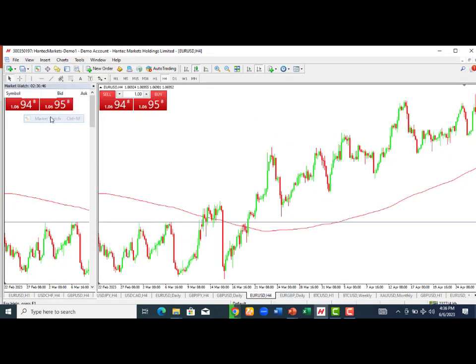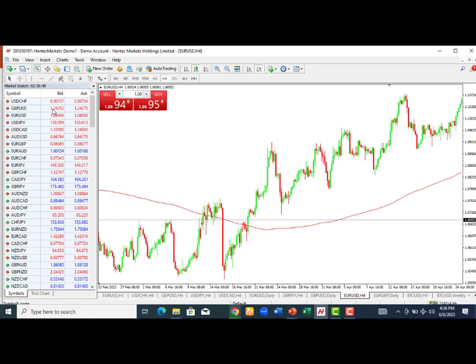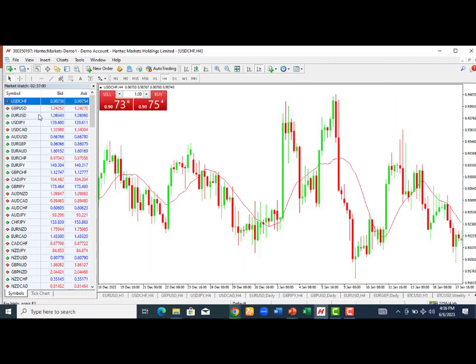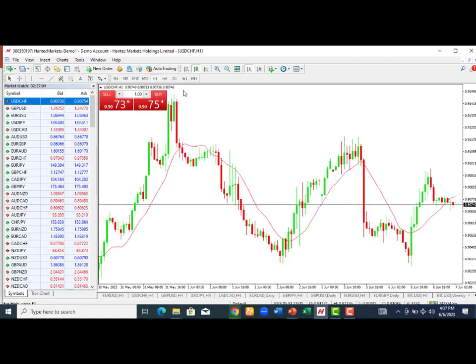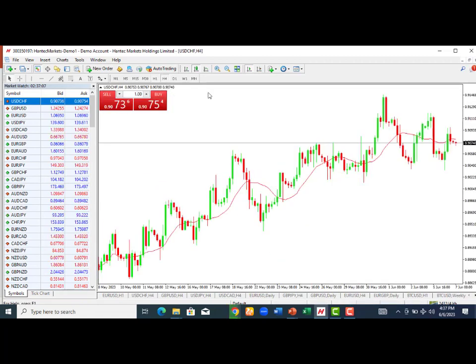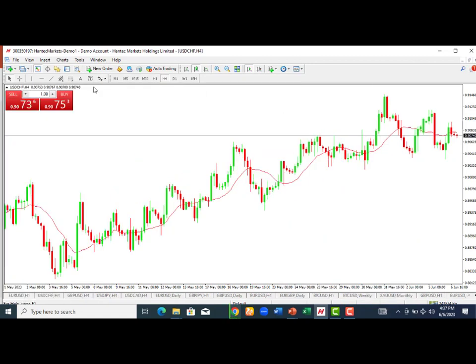So let me quickly open another chart for us. Okay, this USD CHF pair. Okay, now look at this. Is this not a low? This a low here. This a high. This a higher low. This a higher high. This a higher low. This a higher high.